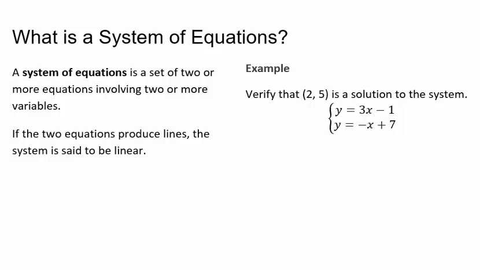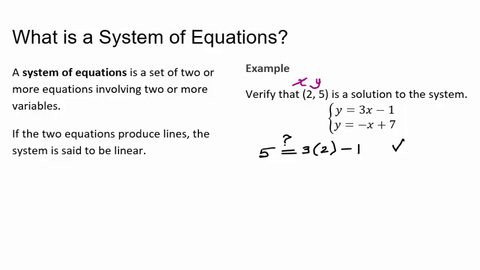So first, we're going to verify that the point (2, 5) is a solution to the following system. To do that, we're going to substitute 2 for x and 5 for y in each equation. So that's 5, and then because I'm not exactly sure if this is going to work out, I'm going to put a question mark above the equal sign. 3 times 2 minus 1. And 6 minus 1 is 5, and so the point satisfies or is a solution to the first equation.